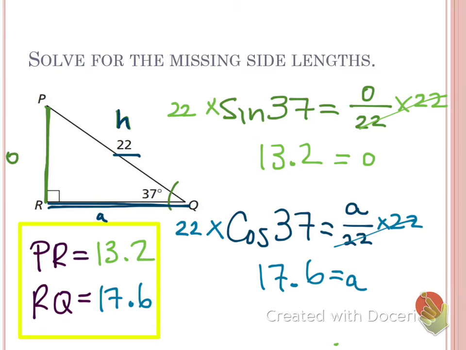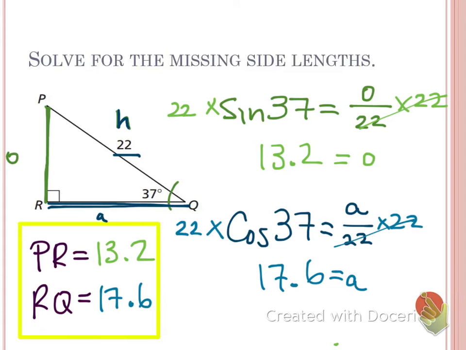So today's lesson is called Solve Right Triangles. Before you turn the page, what I want you to do is write at the top: solving right triangles means finding all missing angles and all missing sides.